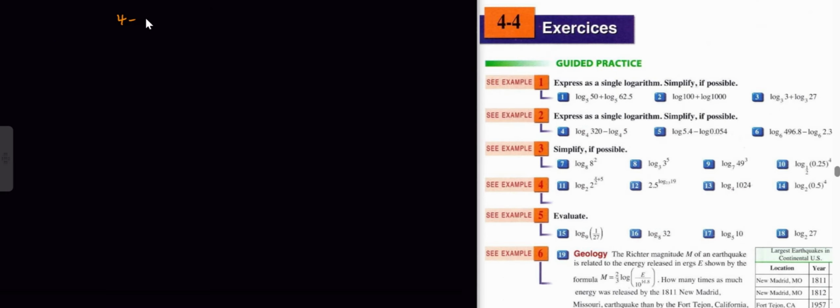Let's solve some more exercises about the previous examples that we solved. Examples 1, 2, 3, and 4. We are going to solve the hardest one. So we have exercises.